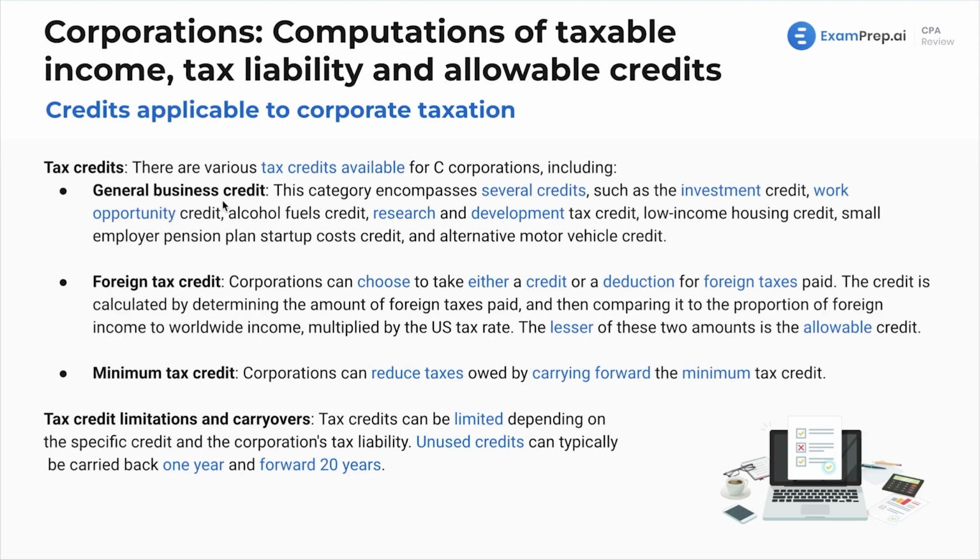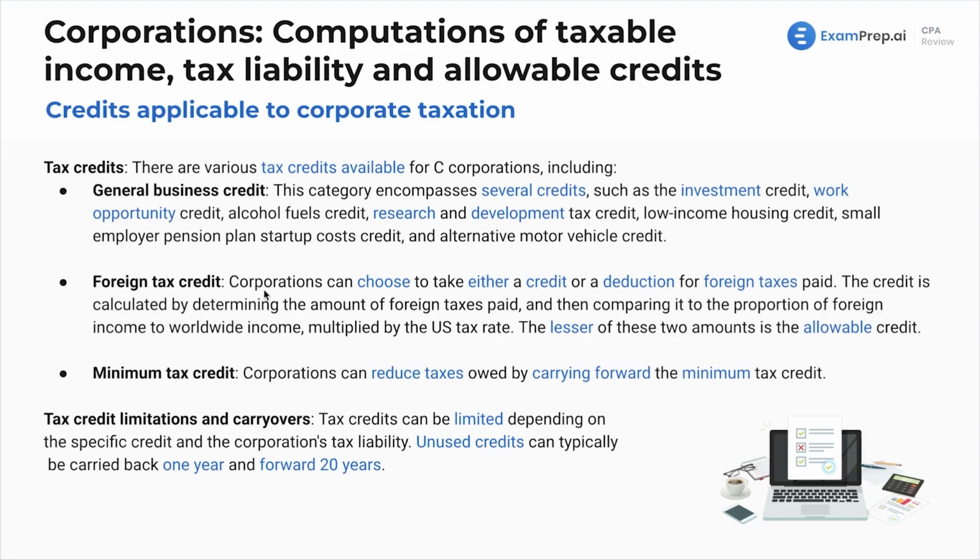Now, a common question on this is it is a category rather than one. It is a credit itself, but it's a credit made up of other credits. This includes the investment credit, the work opportunity credit, the alcohol fuels credit, research and development tax credit, low income housing credit, small employer pension plan startup cost credit, and the alternative motor vehicle credit. I'd say more so the investment credit, work opportunity, and R&D are the ones we see more commonly. A question could say, which of these make up the general business credit? And there you go. You just got to pick which one of these you see.